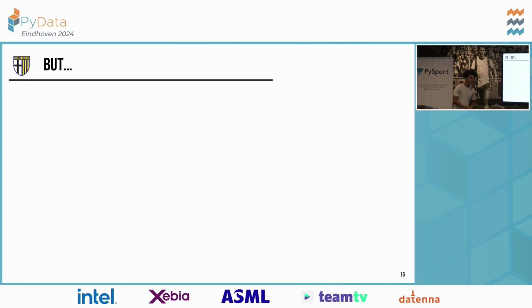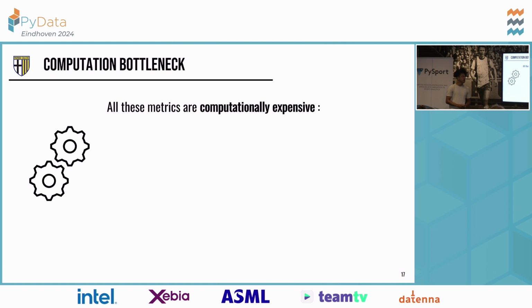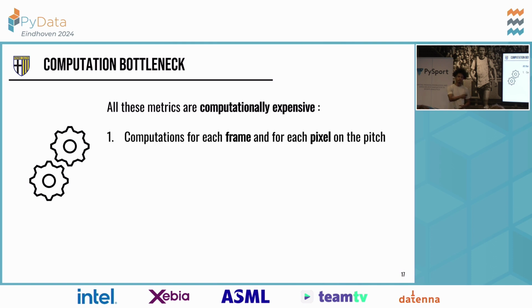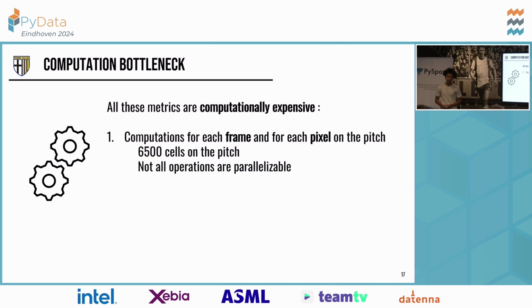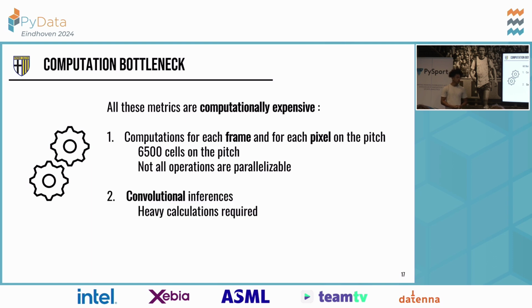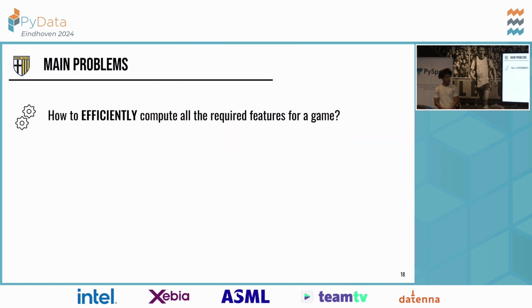And why is it not so easy to add these columns? First, because these metrics are computationally expensive. We have a lot of frames and a lot of pixels in the pitch, 6,500 cells, and not all operations are parallelizable. Moreover, we also do convolutional inferences for the pass options maps, which require very heavy calculations. So this leads us to the first problem, which is how to efficiently compute all the required features for a game.